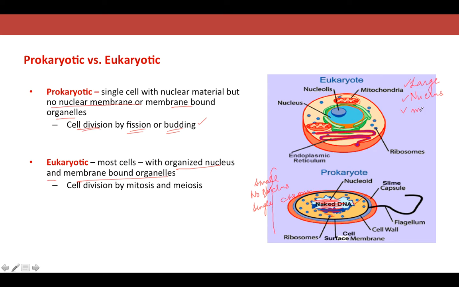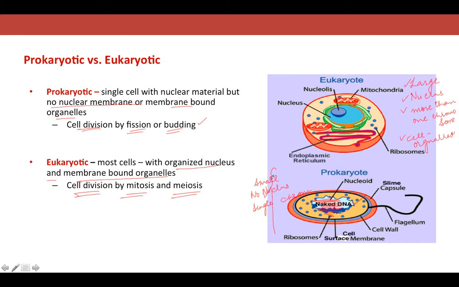It contains more than one chromosome. There was only one chromosome present in prokaryotic cell, but more than one chromosome are present in eukaryotic cells. Obviously, there are cell organelles which are present. We'll talk about cell organelles in detail in the following slide. The cell division happens by mitosis or meiosis. These are the two ways in which the cell division can take place.